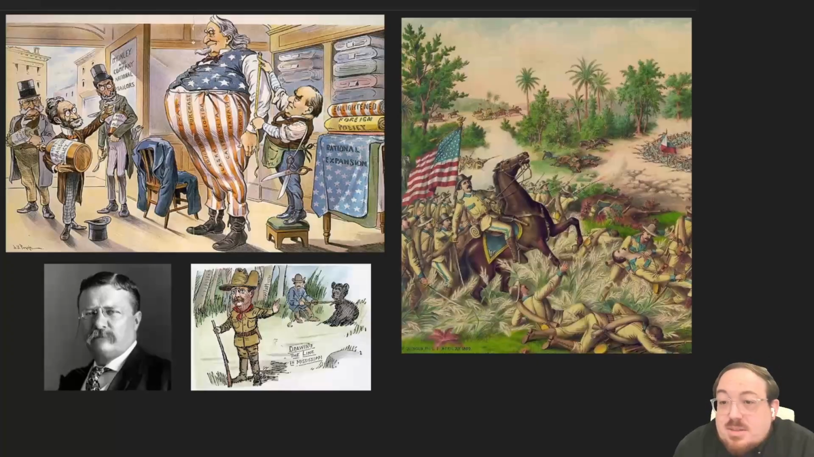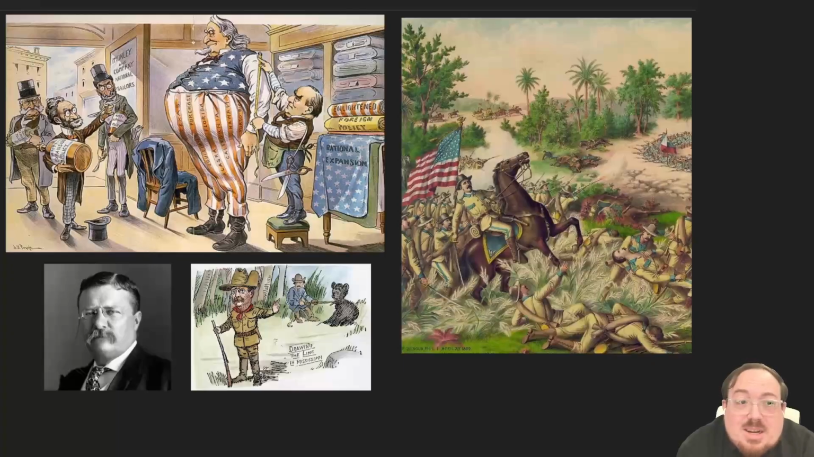This is the Philippine insurrection on the right. Again, we will lose thousands of American troops in that battle. And you have his presidential portrait on the bottom left. Fun fact about Teddy Roosevelt: in addition to being a war hero, he's also an avid hunter, outdoorsman, conservationist.